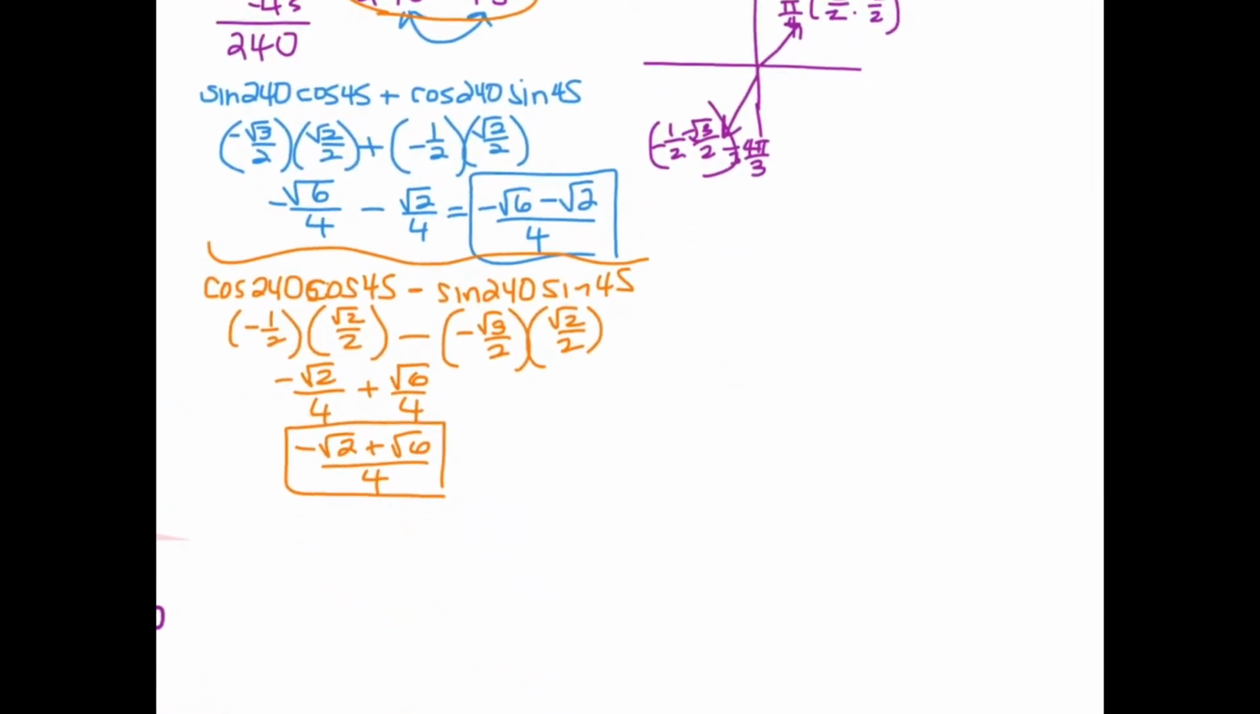And the last one is tangent. So the pattern for tangent is keep the sign in the top. So this would be tangent of 240 plus tangent of 45 over 1 minus, change the sign, tangent 240 times tangent 45.